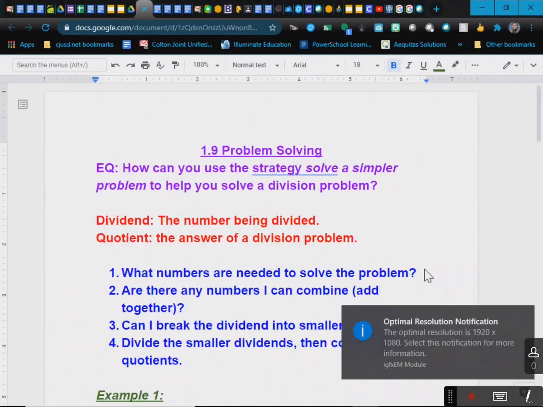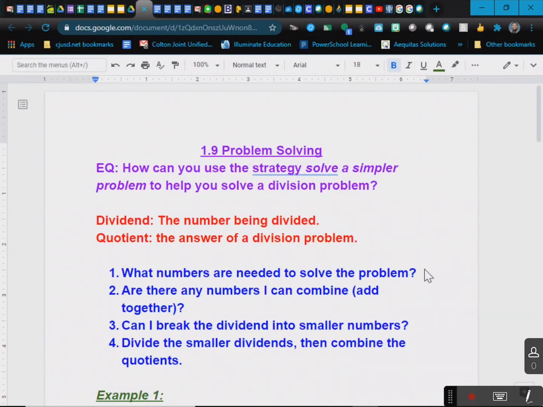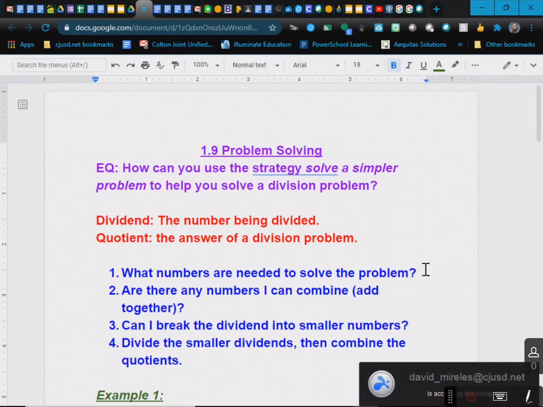The essential question is, how can you use the strategy solve a simpler problem to help you solve a division problem? What we're going to be looking at today is we're going to take a problem and break it into smaller, simpler chunks. And then we're going to use that to get the quotient or the answer to the division problem.